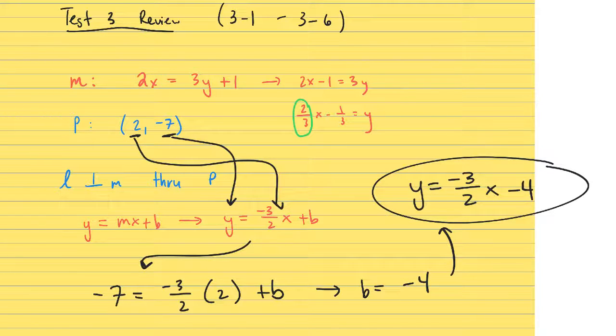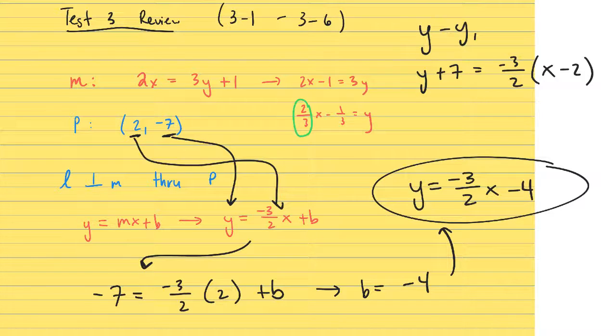Neighbor, what'd you get? That's what I got. What'd you get in point slope, though? Did you leave it or rearrange it? y plus 7 equals negative 3/2 times x minus 2. And then from there, y plus 7 equals negative 3/2 x plus 3. And then y plus 4 equals negative 3/2 x. And then y equals negative 3/2 x minus 4. So eventually, a couple steps later, we got to that same point. What we're noticing here is that we have two different ways to solve this.